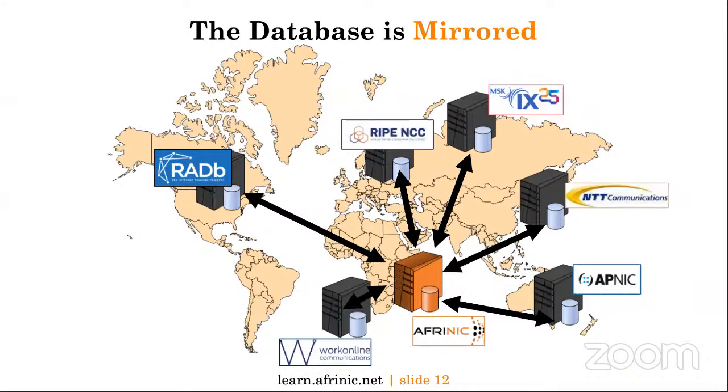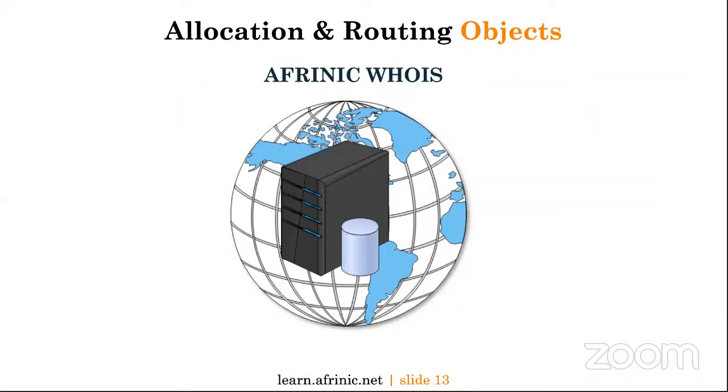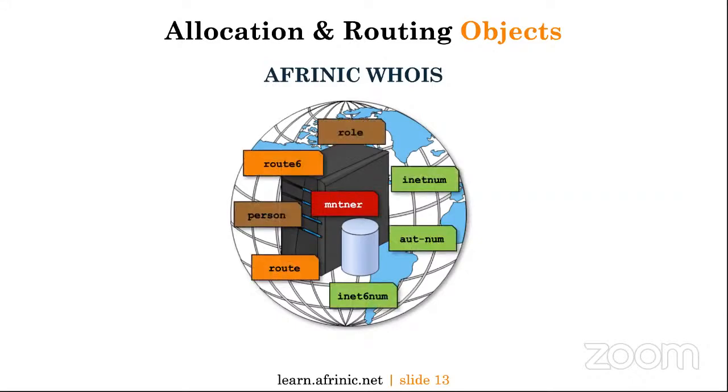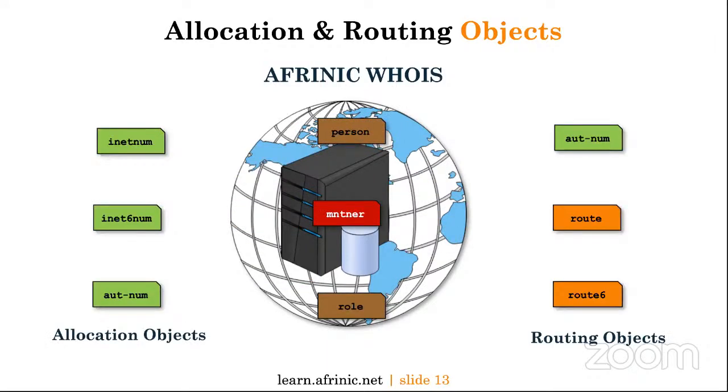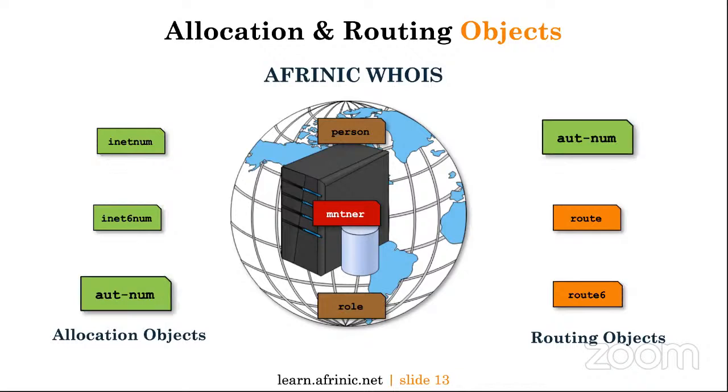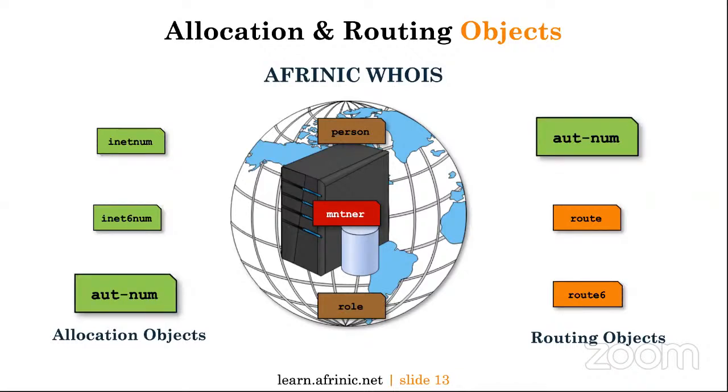So I'm just going to show you a short concept here, because we have both allocation and routing objects. Some of you might not know you've been using the routing registry because you use the Whois service. So it's basically the Whois service. Your inetnum and inet6num objects are your allocation objects, which are given to you when you request resources from a registry like us. And then the routing objects are your route and route6. Now you can see on the screen that the aut-num object cuts across both allocation and routing objects.